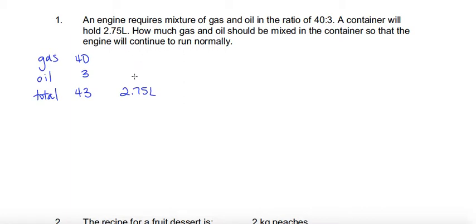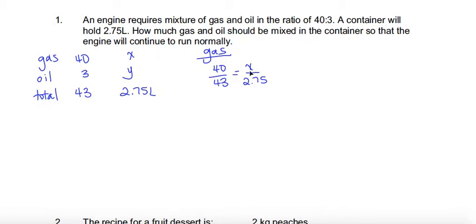This is going to be very similar to what we would have done in our application from our last lesson. So we're going to set up a ratio for gas and a ratio for oil, trying to find those unknown values by comparing them to the total. So we're going to let X be gas and Y be oil. I'm going to set up a ratio for gas, which is going to be 40/43 is equal to X over 2.75. So the parts of gas over the total is equal to X over 2.75.